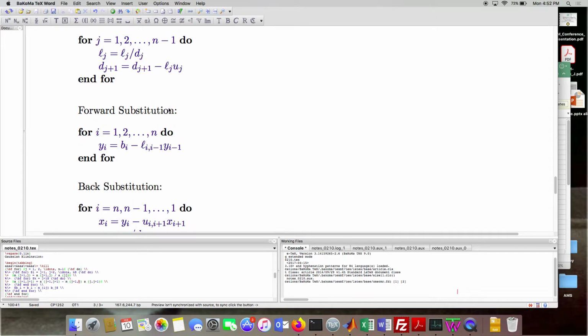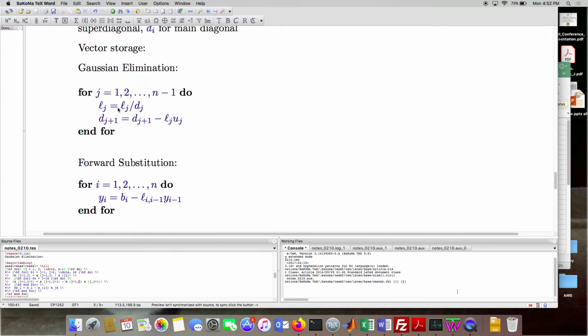All right, so right here, this is Gaussian elimination using vector storage. It fills in the entries of the lower triangle just by dividing by the diagonal entry, and changes the diagonal because that's the effect of a row operation. Notice that the vector for the superdiagonal, U, is used, but it's never changed. That's what happens with Gaussian elimination on a banded matrix.